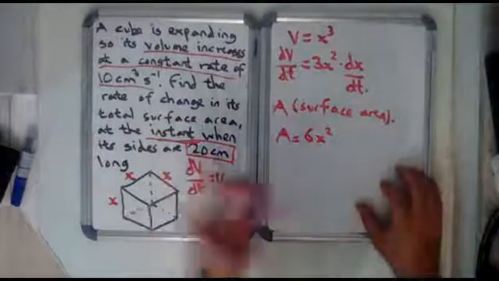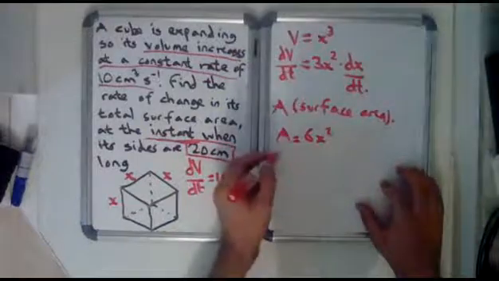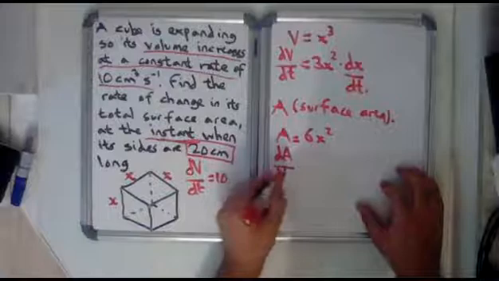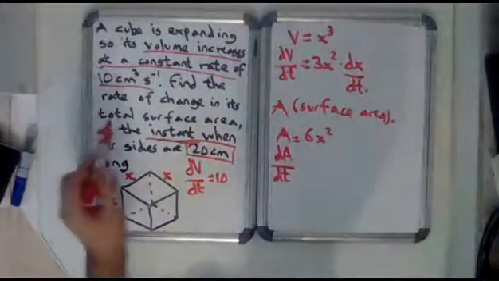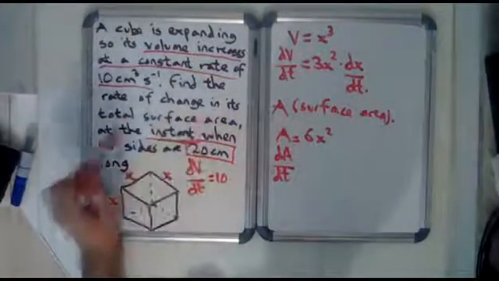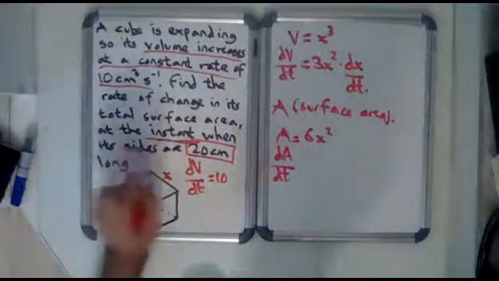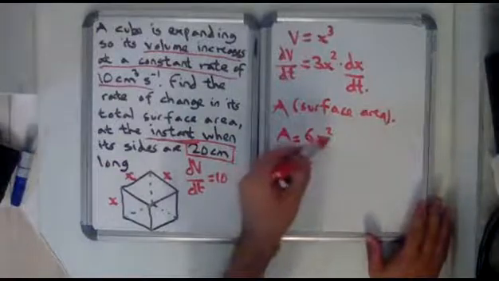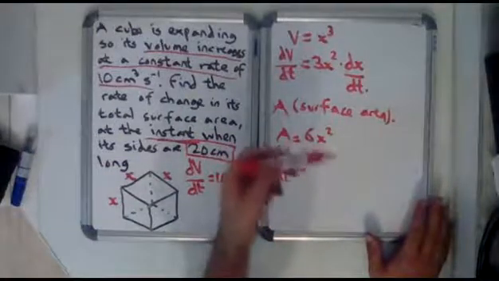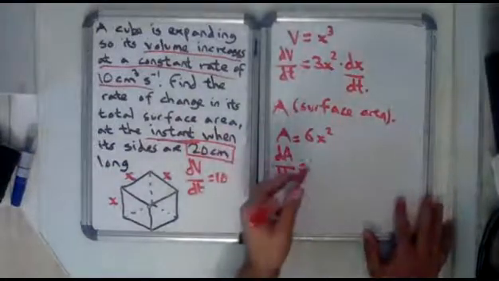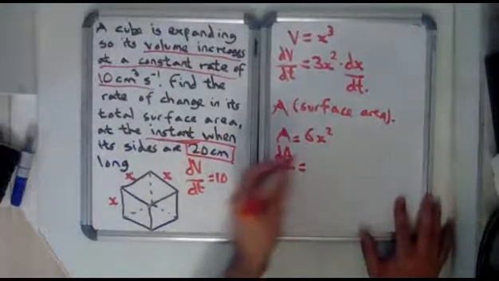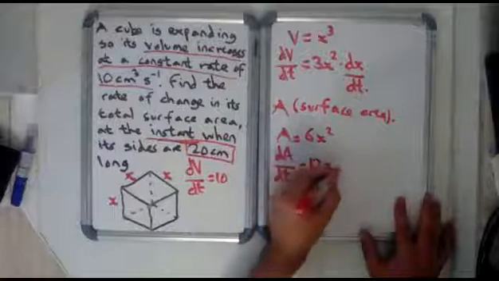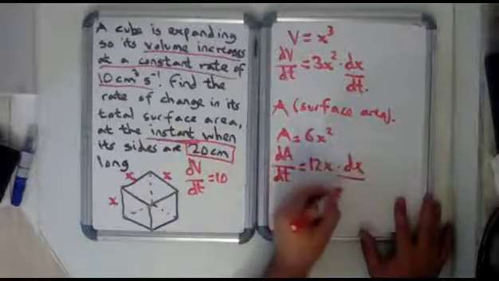We're going to want to differentiate with respect to time, as we always will for a related rates question, dA by dt, which is what we actually want. So find the rate of change in its surface area. We're looking for dA by dt equals, we differentiate the 6x squared with respect to x, and then you're going to need a dx by dt. It's that chain rule arrangement in implicit differentiation. So it equals 12x dx by dt.